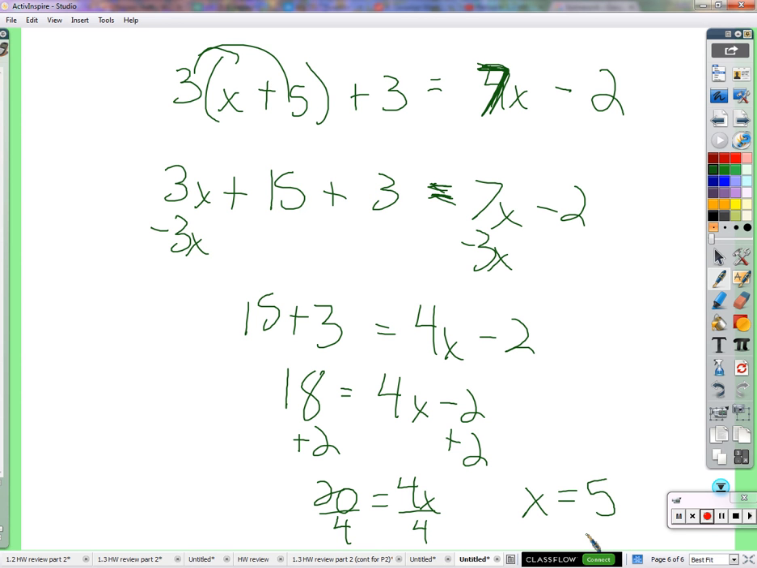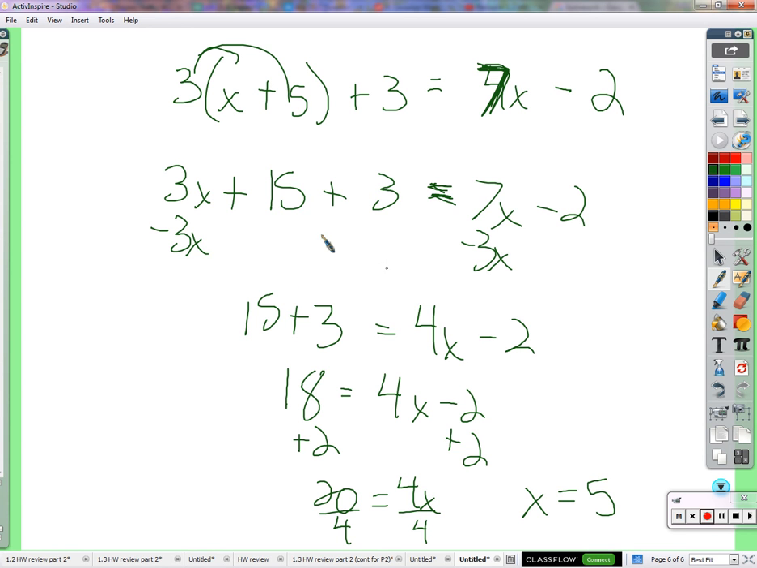Very good. How lucky that was. It didn't come out a fraction. I just made that up. Now, there's so much different stuff going on here that the likelihood that two of you did exactly the same things at every step is pretty unlikely. We may have done different things at different times. I saw some people subtract 15 and then subtract 3. That works, right? They never combined 15 plus 3 to make 18.